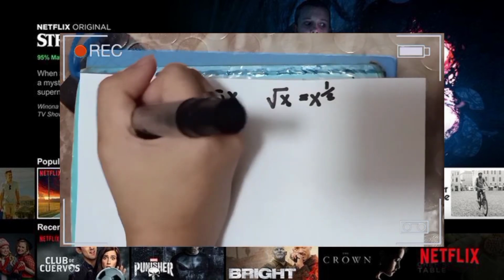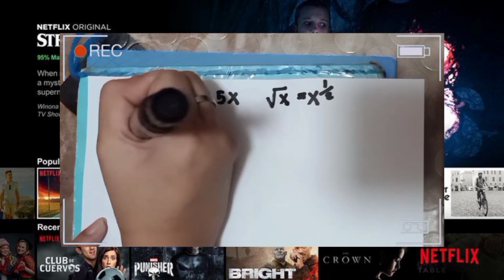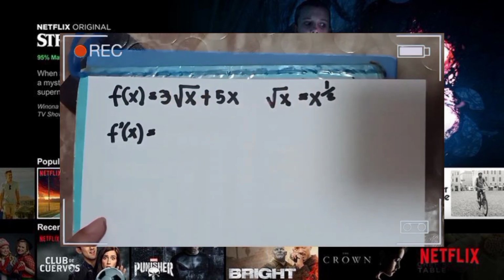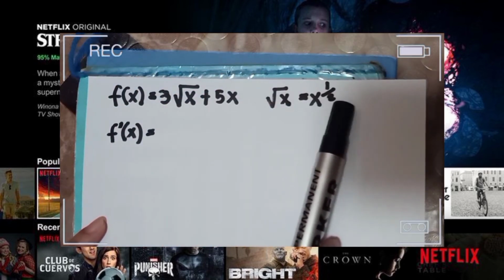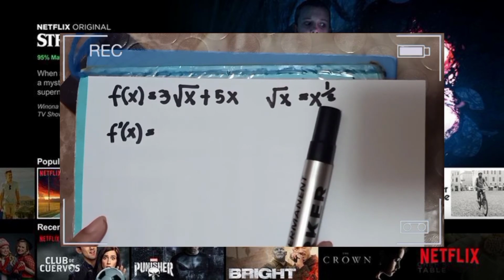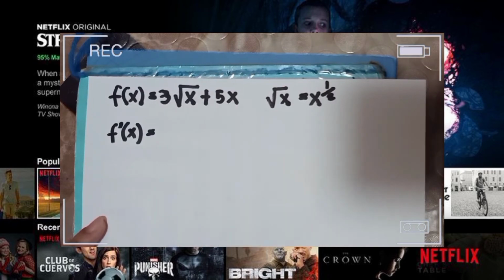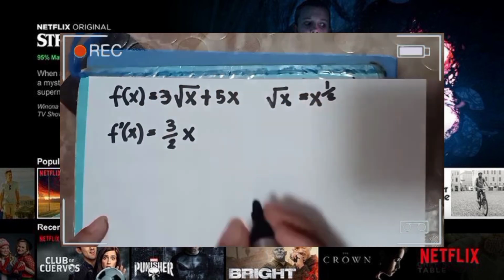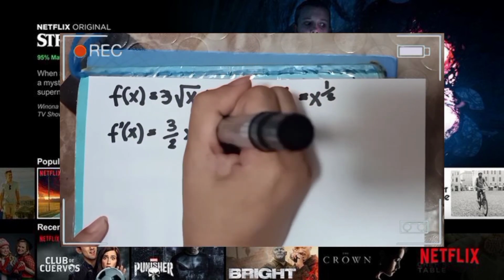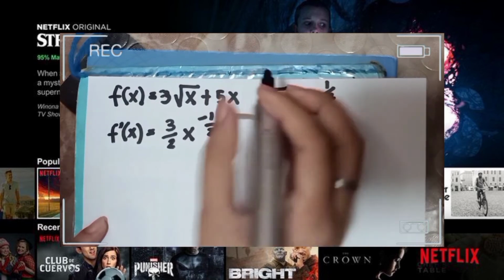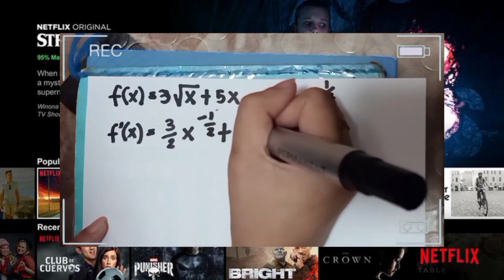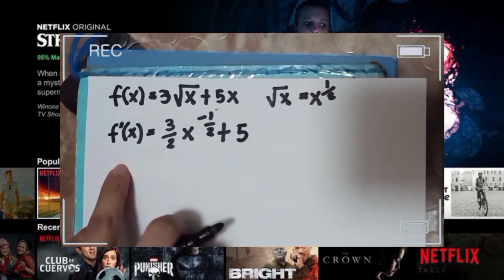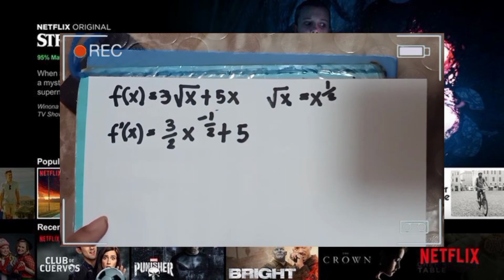So doing my first derivative, bringing down this power, 1/2 would multiply by the 3 now to get 3/2 x to the negative 1/2, plus the derivative of 5x would be 5. So that is our first derivative.